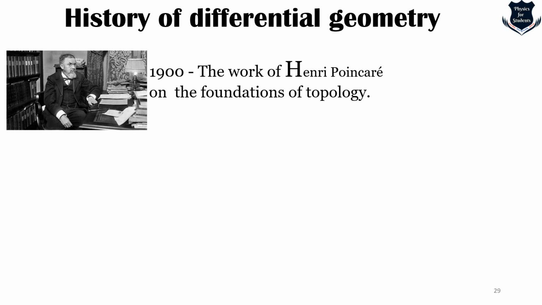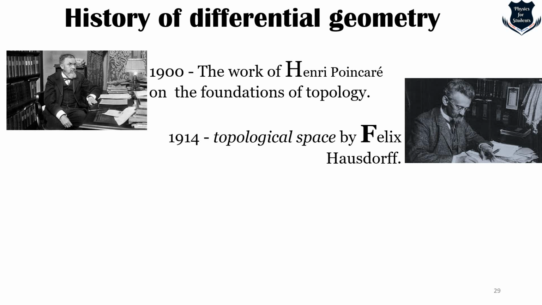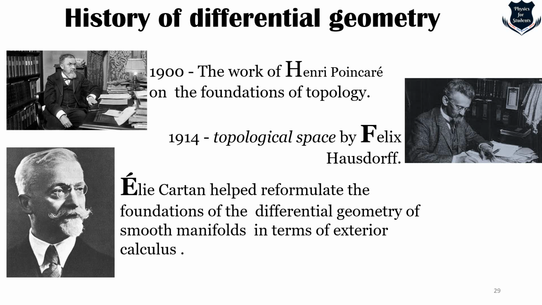emerged in the early 1900s in response to the foundational contributions of many mathematicians, including Henri Poincaré on the foundation of topology. As a part of this broader movement, the notion of topological space was distilled by Felix Hausdorff. From 1914 to 1942, there were many different notions of manifold and combinations of differential geometrical nature. É. Cartan reformulated the foundations of differential geometry of smooth manifolds in terms of exterior calculus and the theory of moving planes, leading to what is called Einstein-Cartan theory.